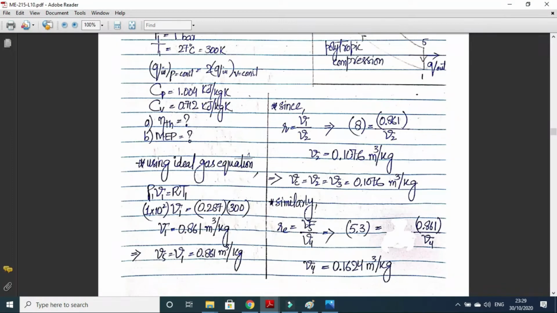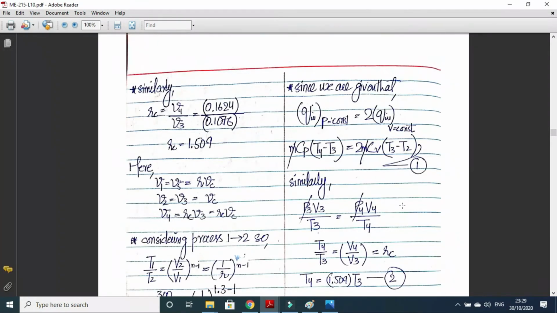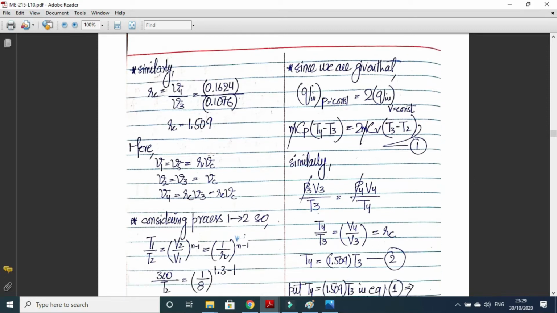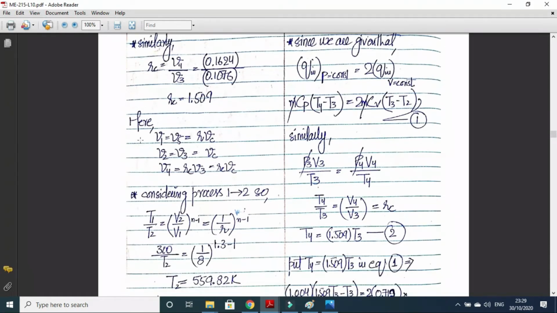V5 we just calculated, so we can calculate V4. So we know the volumes at all the salient points. Now we can calculate the cutoff ratio. Cutoff ratio is V4 upon V3, and the cutoff ratio is coming out to be 1.509. We can also represent all the volumes in terms of clearance volume.